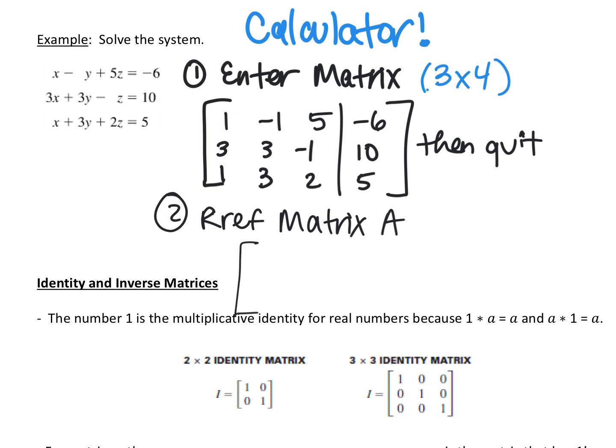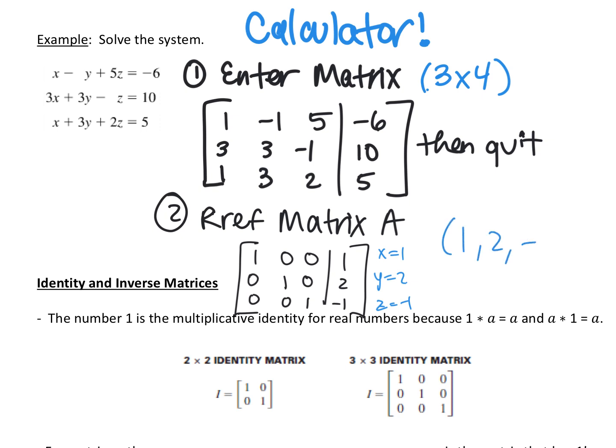So let's see, I've got 1, 0, 0, bar 1, 0, 1, 0, 2, 0, 0, 1, negative 1. Which gets you then 3 answers. X is 1, Y is 2, Z is negative 1, and you write that as a coordinate: 1, 2, negative 1. I didn't really go through a whole lot of directions because it's on your paper and everyone has different calculators. So raise your hand if you don't have it and I will tell you which buttons to click.